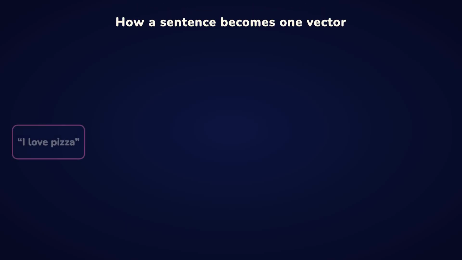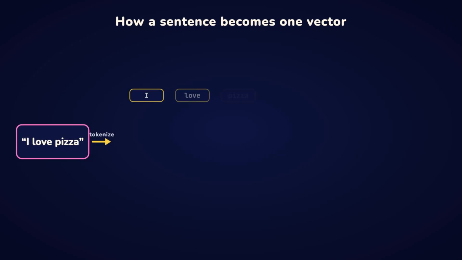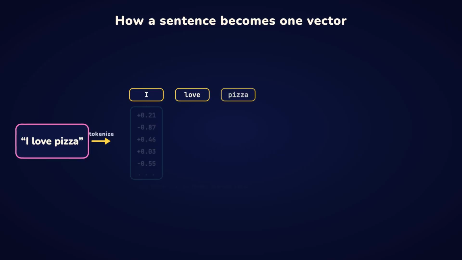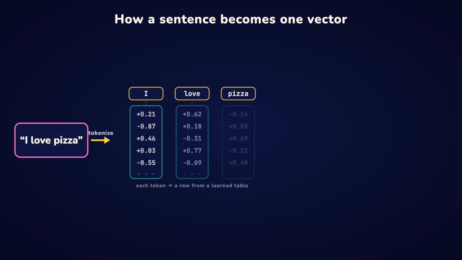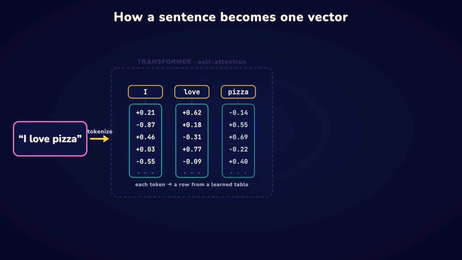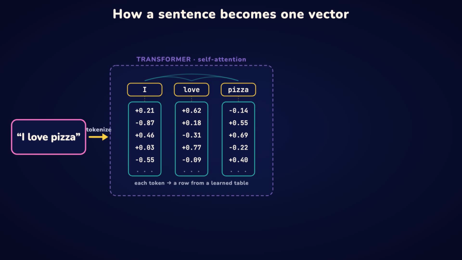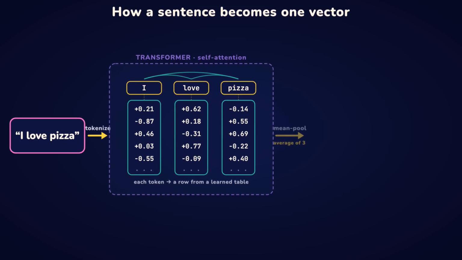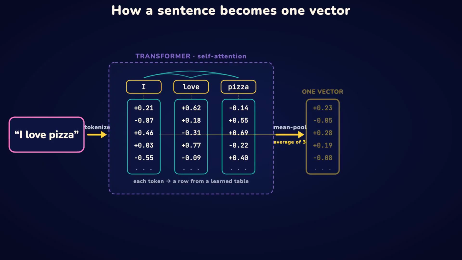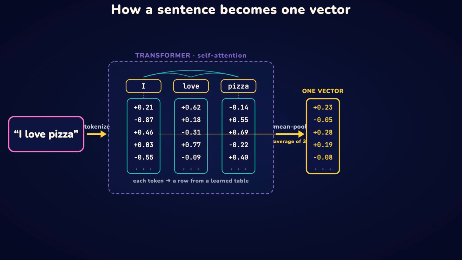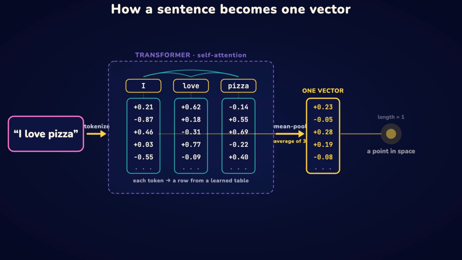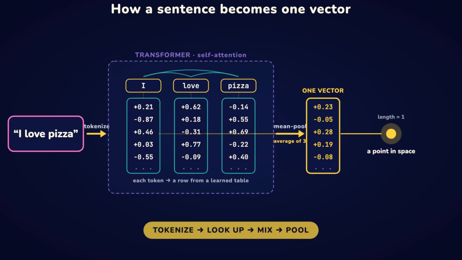But how does a sentence actually become a single vector? First, it's split into tokens. Each token starts as a row pulled from a learned lookup table. A transformer then mixes them together with self attention, so every token absorbs its context. Finally, all the token vectors are averaged into one single point that captures the whole meaning.